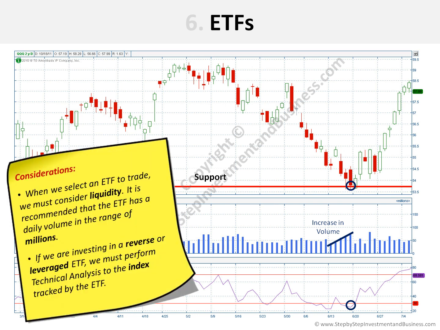Some considerations about that. When we select an ETF to trade, we must consider liquidity. It is recommended that the ETF has a daily volume in the range of millions. If we are investing in a reverse or leveraged ETF, we must perform technical analysis on the index tracked by the ETF.